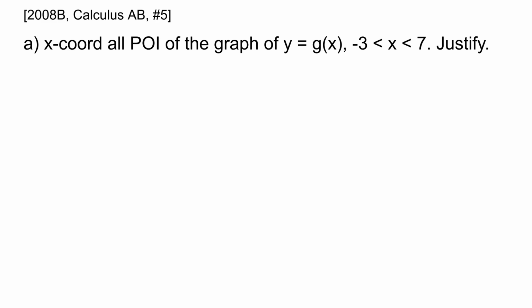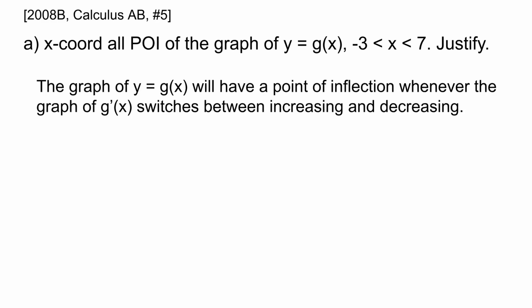In part A of this question, we are asked to find the x-coordinates for all points of inflection of the graph of y equals g of x on the open interval from -3 to 7, and to provide justification. The graph of y equals g of x will have a point of inflection whenever the graph of g prime of x changes between increasing and decreasing.